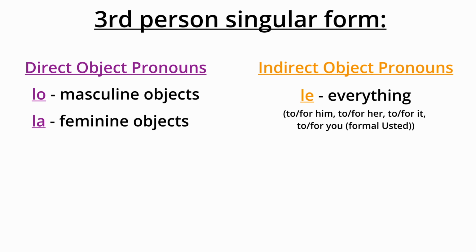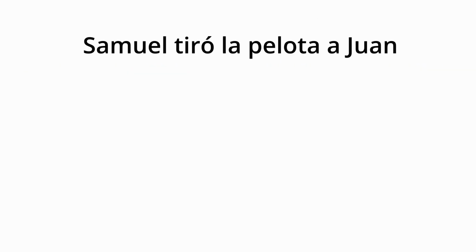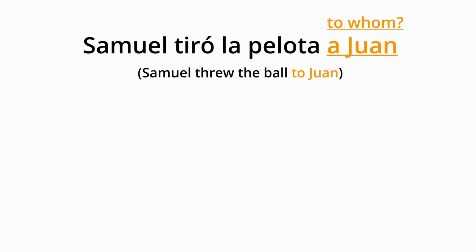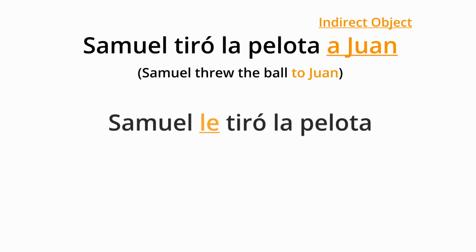On one hand, it makes things easier, since we won't have to worry about genders. But on the other hand, it may become more confusing, since it's not always obvious who exactly le is replacing. Let's take a couple of examples. Samuel tiró la pelota a Juan. Samuel threw the ball to whom? To Juan. So Juan is the indirect object of this sentence. I hope that's clear. Now let's try to replace Juan with the proper indirect object pronoun. What we have is Samuel le tiró la pelota. So when we know the context of the story, we know that le here would replace Juan, and it can be translated as to him.